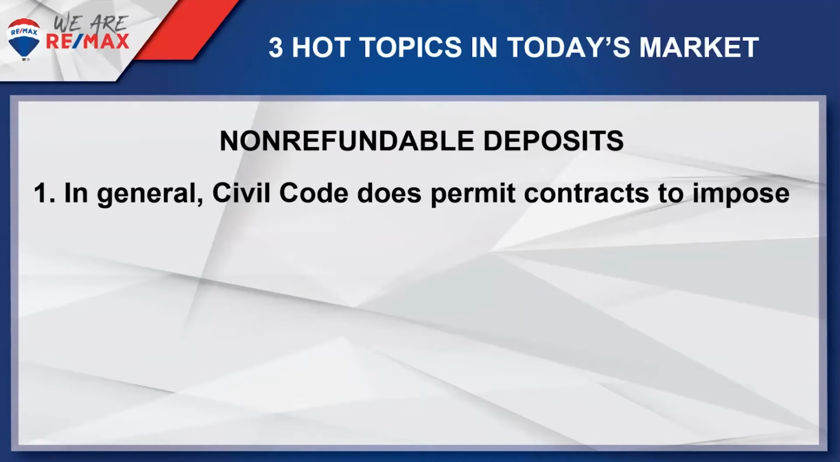For liquidated damages to ultimately prevail, there has to be real damages. And if it's easy to prove that there wasn't, i.e. you sold the house 2 months later for $100,000 more than I was going to buy it for, I'm going to get my deposit back, even though I defaulted. So keep that in mind.